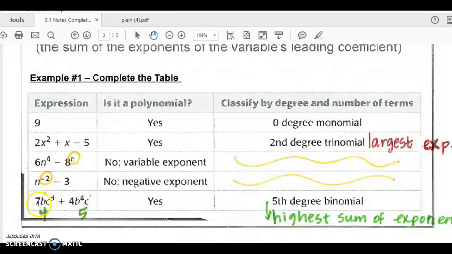This last example, 7bc to the third plus 4b to the fourth c, is a polynomial. There's two terms, therefore I know it's a binomial. The degree is 5 because what you do is you take the highest sum of the exponents. You have 1 plus 3 is 4, or over here you have 4 plus 1 is 5. So the largest degree is 5.